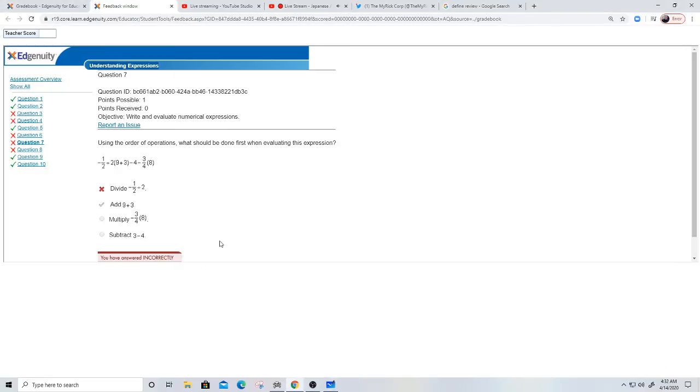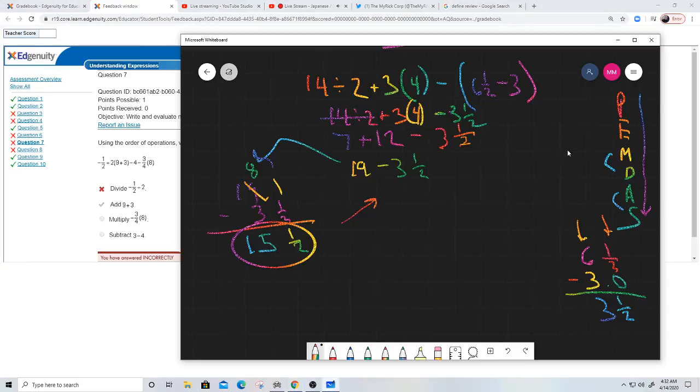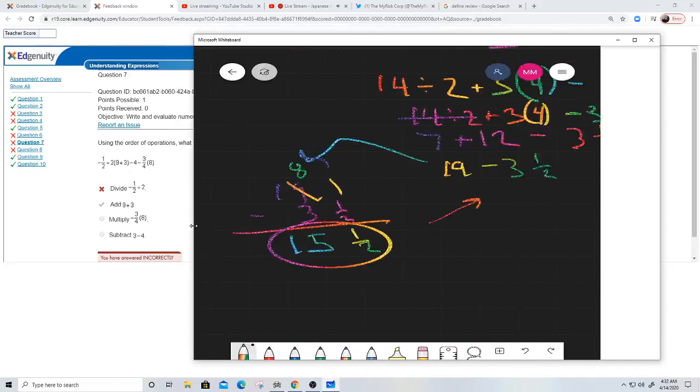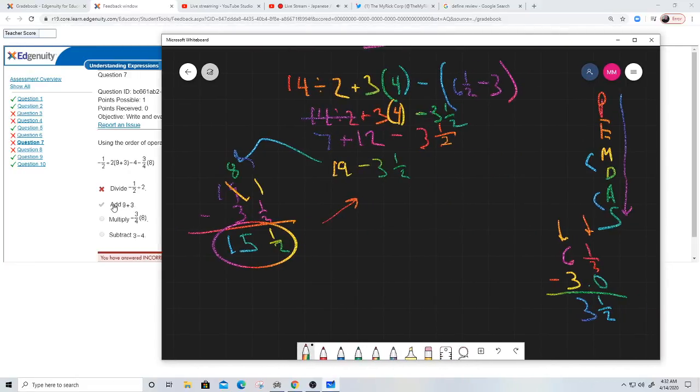Alright, wait, do we need this? Using the order of operations, what should be done first when evaluating the expression? Okay. By you putting divide, I think you understand order of operations pretty good. But after we talked about this PEMDAS, what should you have done, right? Plus you see the answer. But we look for parentheses first. Come over here and look. And it's right here, right? And what's inside the parentheses? 9 plus 3. And that's what they've written.